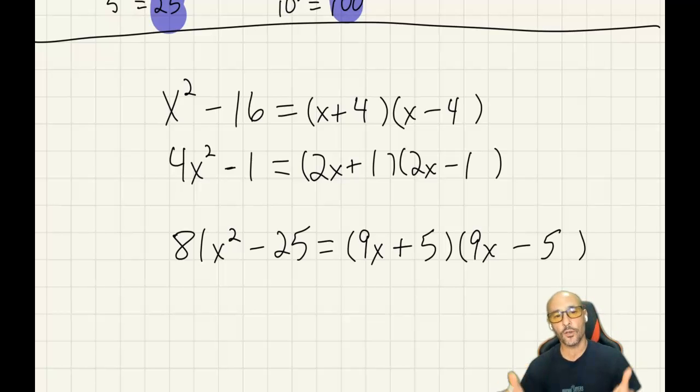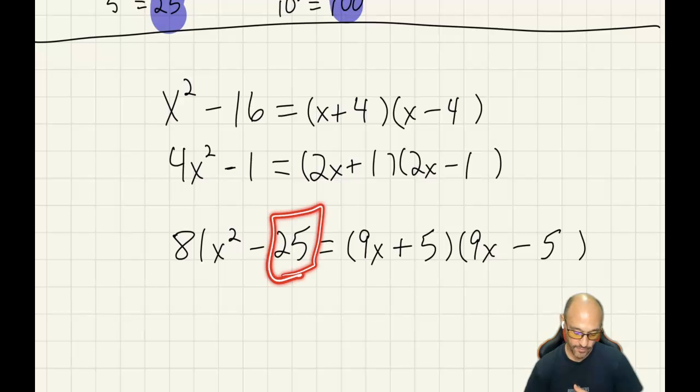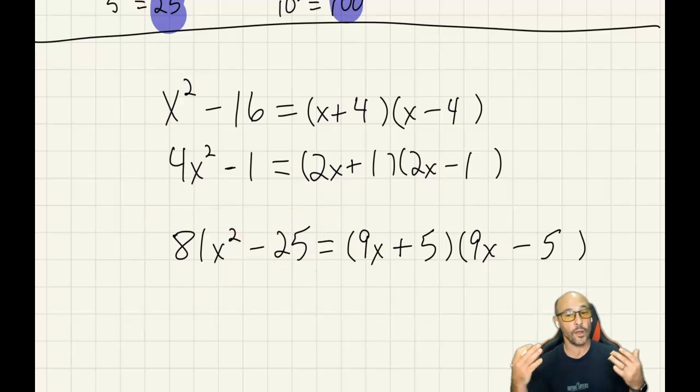And you can always use your square root button on your calculator to determine whether or not these are perfect squares. So if you do square root of 81, you'll get 9. That's because 9 squared is 81. If you do square root 25, you'll get 5.